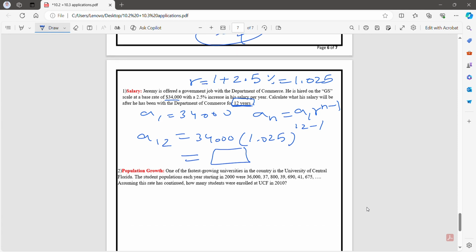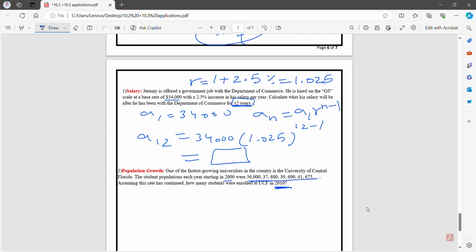In the next question, they give you the sequence already, which is the population of students in 2000. And then we need to find how many students were enrolled in 2010. This is the population in 2000. We want to check the number of students in 2010. They did not ask you the total years, right? They did not say all together. They are telling you to find the number of students in 2010.